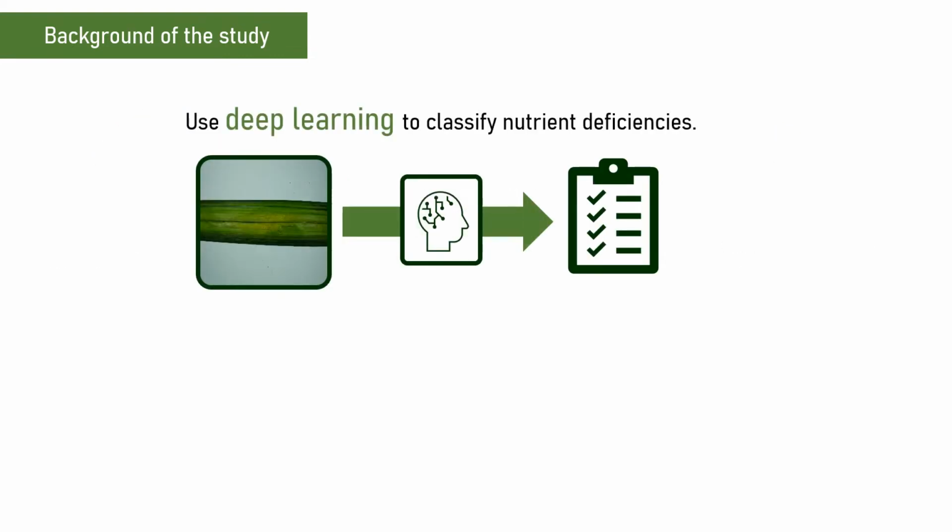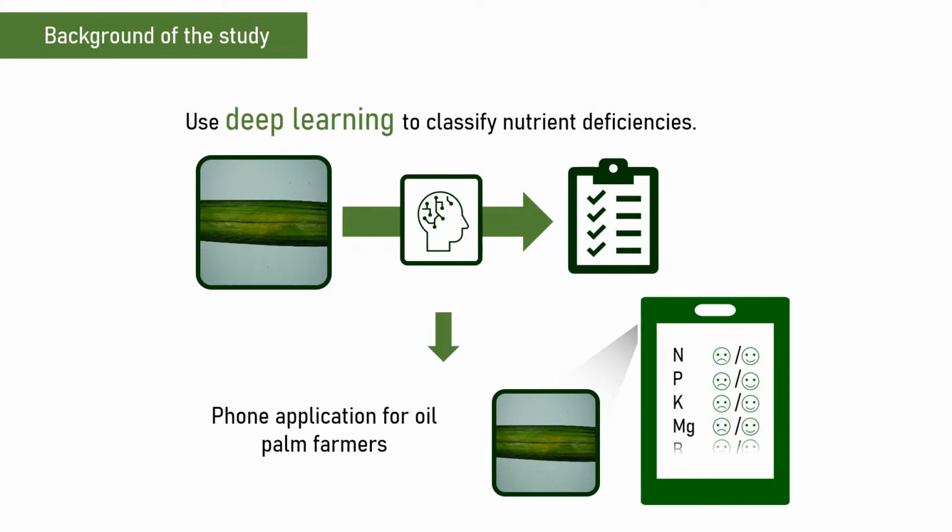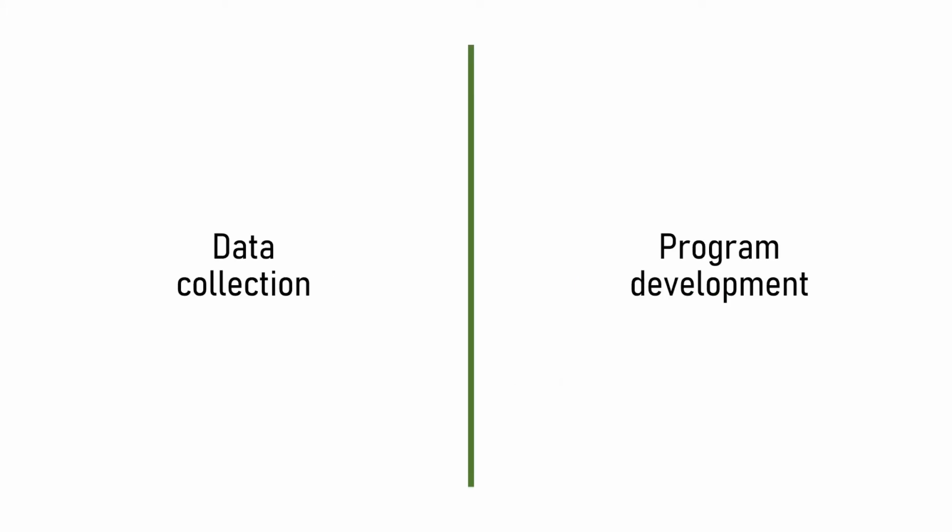To do that, we use deep learning to classify leaf images that have nutrient deficiency. This can be further developed to be a phone application to help oil palm farmers take care of their oil palm. The method of this project consists of two parts: data collection and program development.